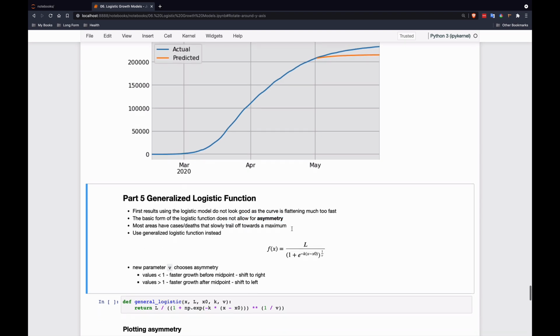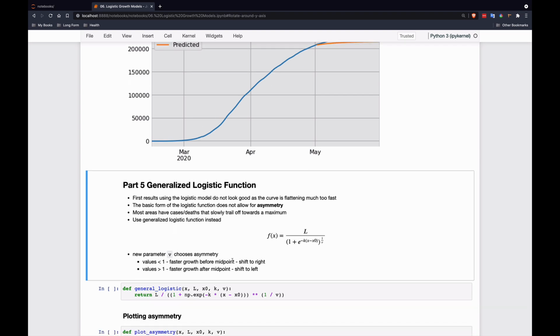So we're going to introduce a new function called the generalized logistic function. It looks similar, but we're going to raise the denominator to 1 over v, and this parameter v is what will give us some flexibility in the curve. This new parameter has to be positive.